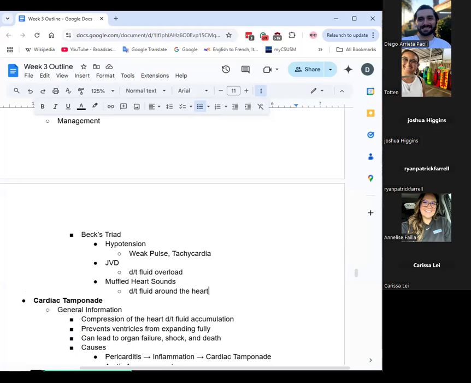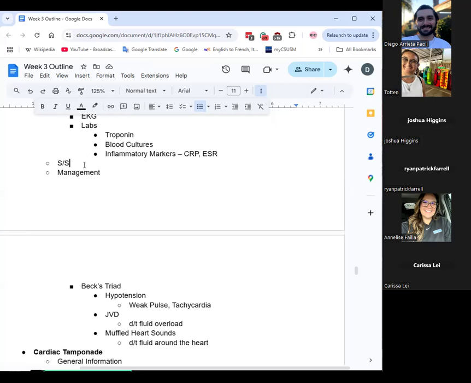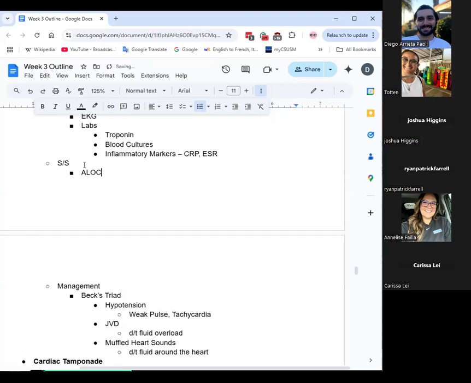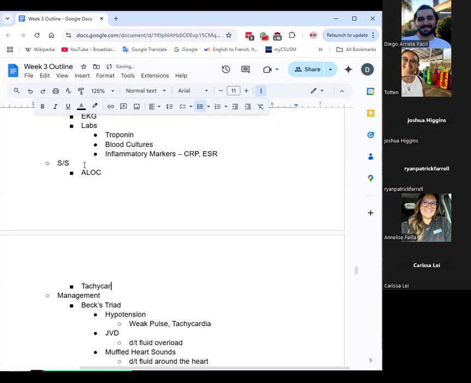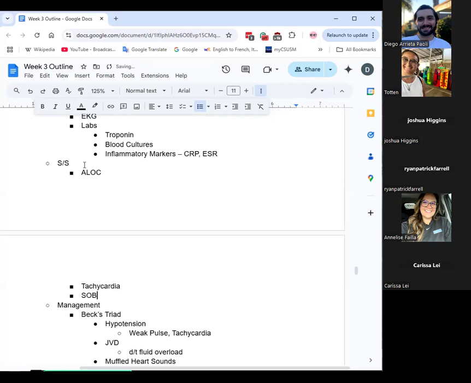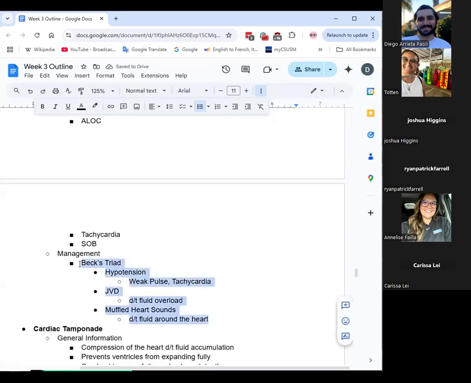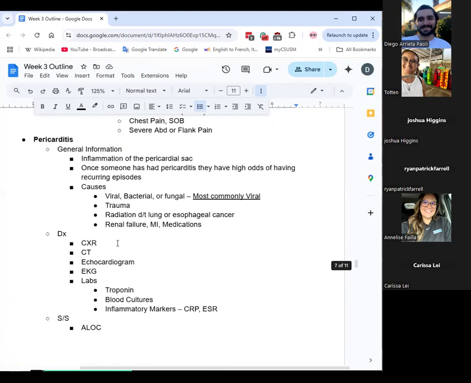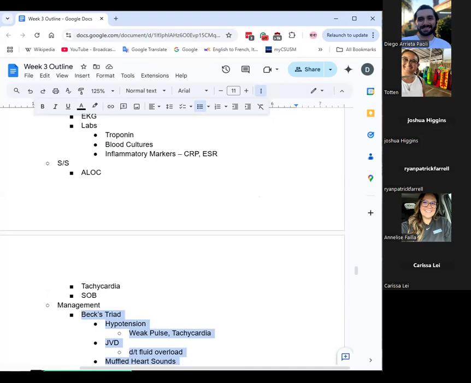Altered level of consciousness. So if we're going off signs and symptoms, altered level of consciousness, we have tachycardia, the shortness of breath. This is like cardiac tamponade, and that's one of the things you're assessing.